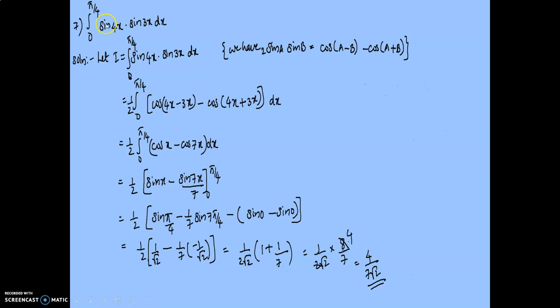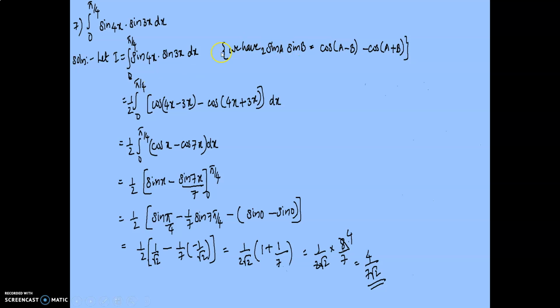Next question is integral 0 to pi by 4 sine 4x into sine 3x dx. So let I is equal to integral 0 to pi by 4 sine 4x into sine 3x dx. We have 2 sine A sine B is equal to cos A minus B minus cos of A plus B. So we can apply that formula.